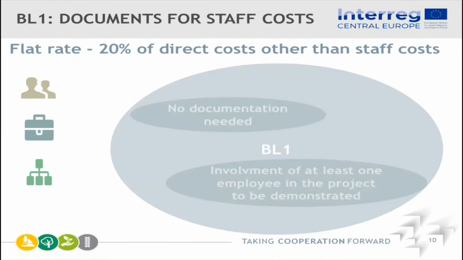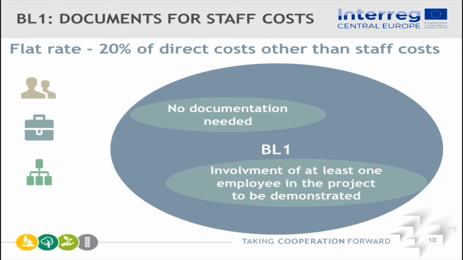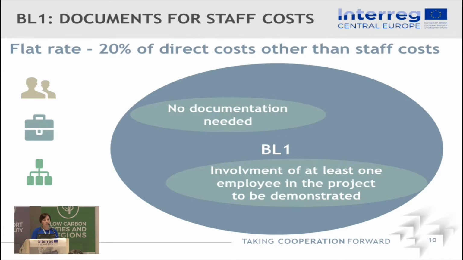With regard to the flat rate, the different reimbursement option, which is 20% of the direct costs other than staff costs: I don't know if there are any partners who decided to use this reimbursement option, because you had to choose it already in the application form. In case anybody decided to use this one, no documentation is needed, so you are not collecting any documents, and you are not providing them to the national controllers. This amount is calculated automatically based on the direct costs other than staff costs.